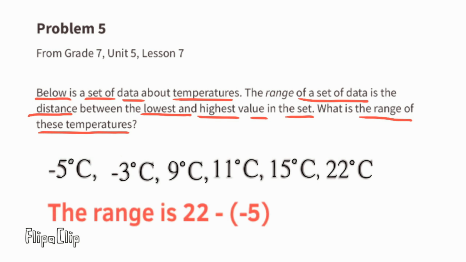To find the distance between the lowest and the highest value, I need to subtract the lowest value from the highest value. That would be 22 minus a -5. And minus a negative is the same as the opposite of a negative. So I can rewrite this as 22 plus 5. That equals 27. So the range of these temperatures is 27.